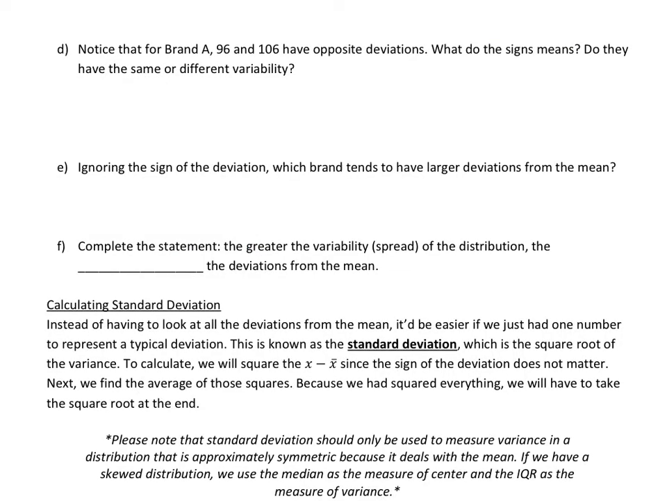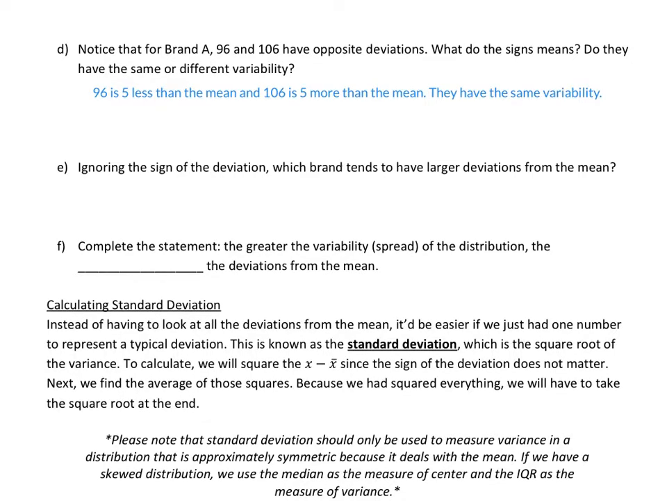Notice that for brand A, 96 and 106 have positive variations, or have opposite deviations, excuse me. What do the signs mean? Do they have the same or different variability? Well, 96 is 5 less than the mean, which is 101, and 106 is 5 greater than the mean, which is 101 again. So even though they're opposites, they have the same distance away from the mean. So we would say that they have the same variability.